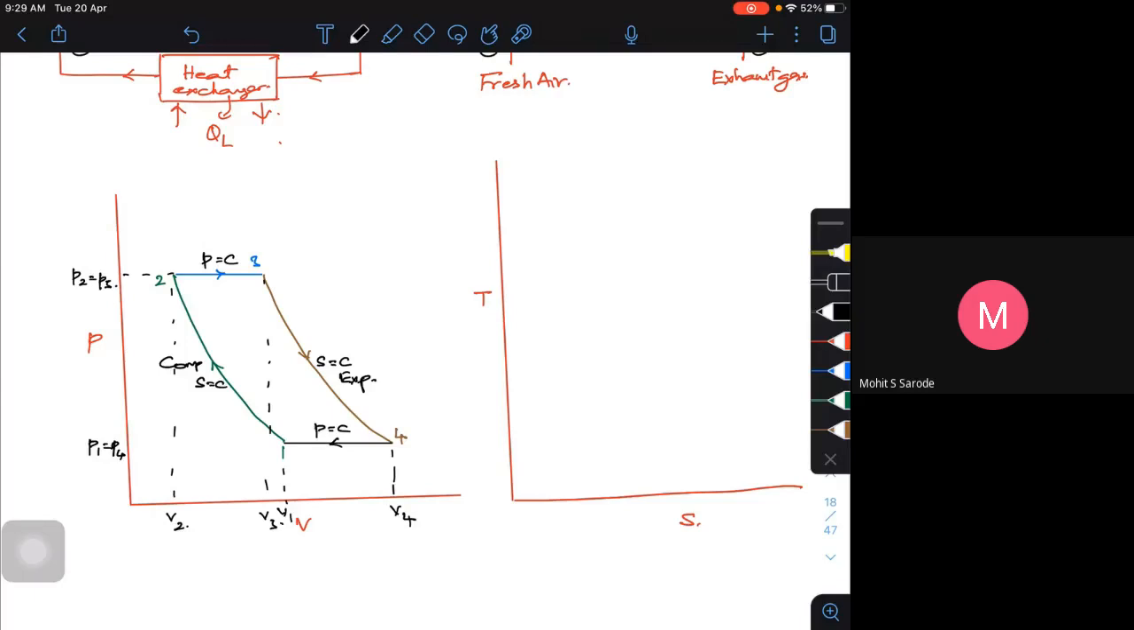Now, if I put it on a TS diagram, what will it be? 1 to 2 is the isentropic compression. So let me put that. From 1 to 2, it's a vertical straight line. This is 1 to 2. Then 2 to 3 is the constant pressure heat addition. Then 3 to 4 is once again isentropic expansion, so it's a vertical straight line.